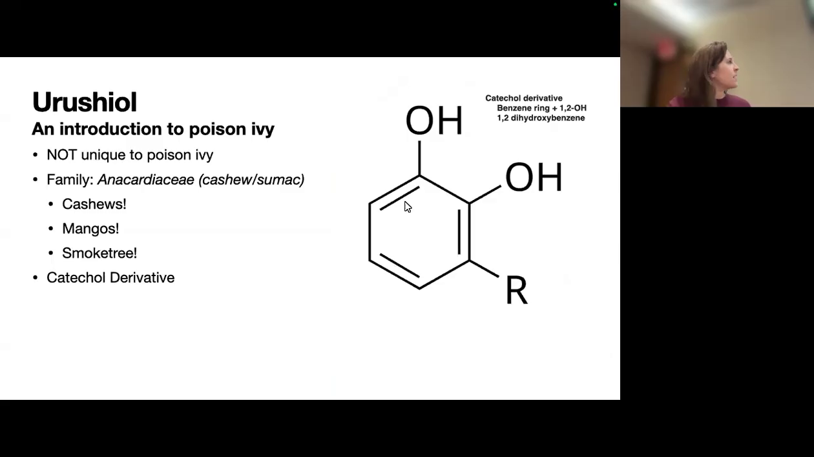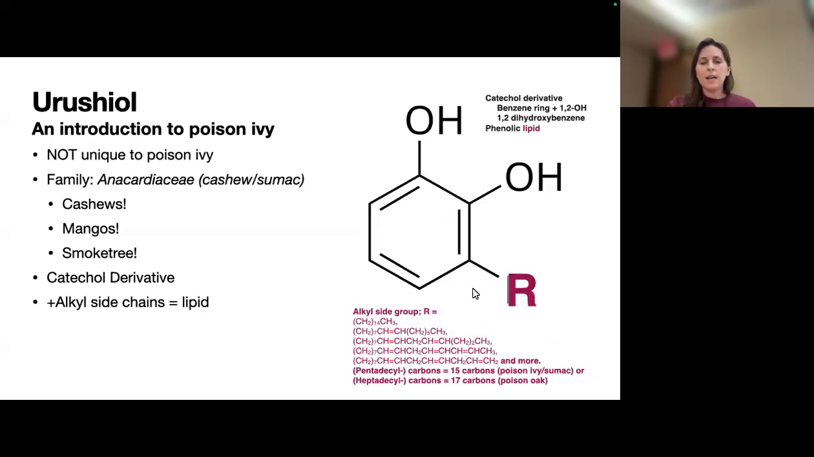All right, so urushiol is a catechol derivative, and a catechol derivative is just a fancy way of saying this ring right here. So this is a benzene ring that has a substitution at the one position and the two position. And so this is 1,2-dihydroxybenzene. But the reason that I show this is actually because of this derivative. And so this is the R, and the R is an alkyl side group. And so this can be a great number of different possibilities.